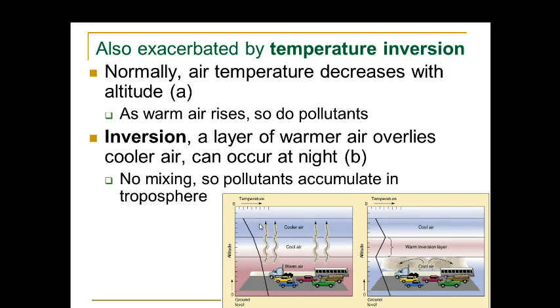Temperature inversions can also exacerbate, make it worse. Normally, air temperature decreases as a function of altitude. As warm air rises, so do pollutants. However, if you have an inversion, you get warmer air sitting on top of cooler air. This often occurs at night. And because of that, you don't get the flow of air upward, so the pollutants stay close to the surface and therefore don't clear out at night.